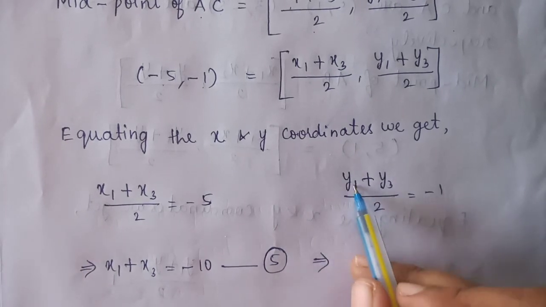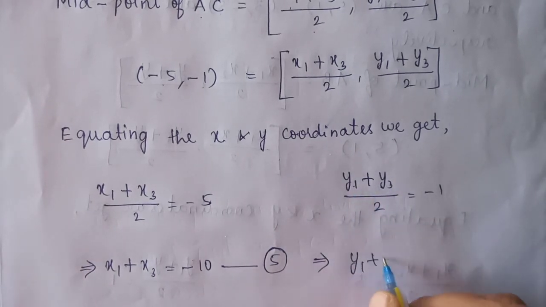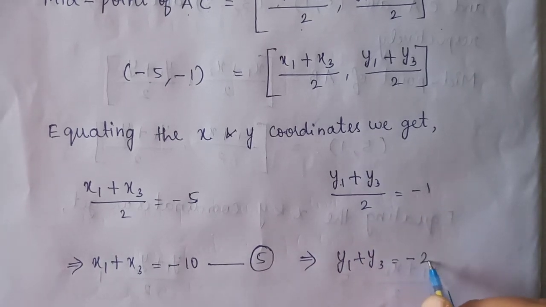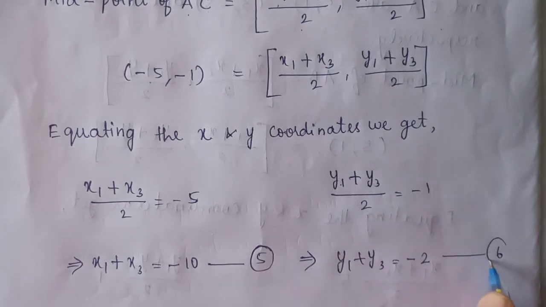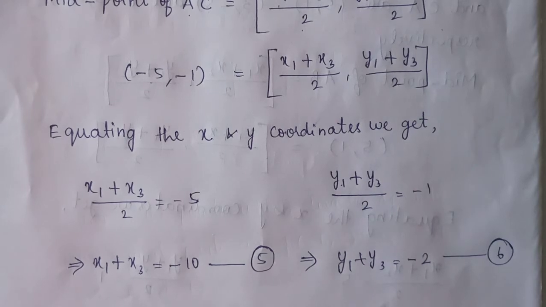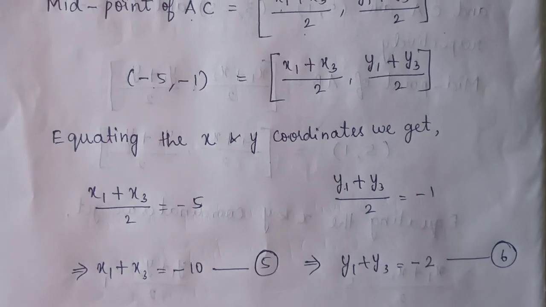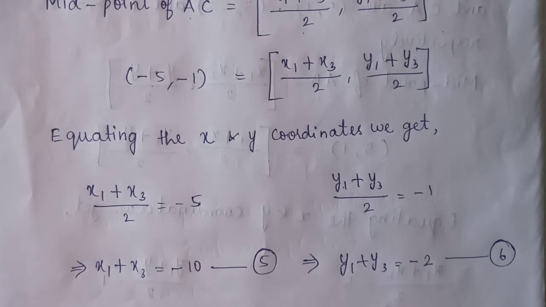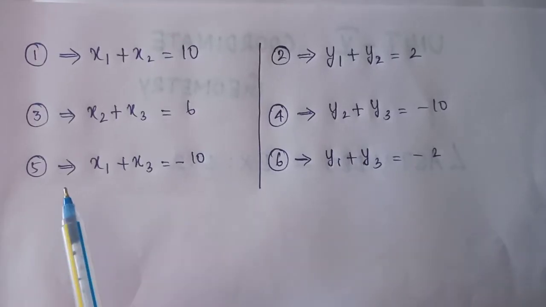y1 plus y3 is equal to 2 into minus 1, which is minus 2. This is equation number 6. So by using the midpoint formula, we just found the midpoints of BC, AC and AB. You get the 6 equations. So these are the 6 equations.